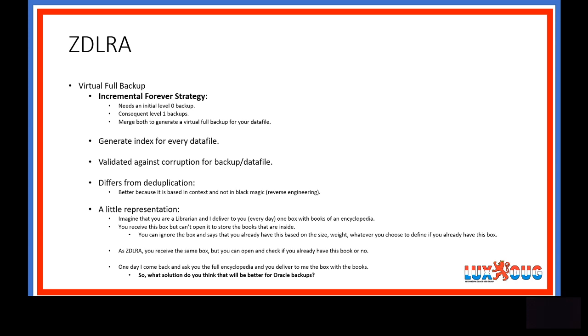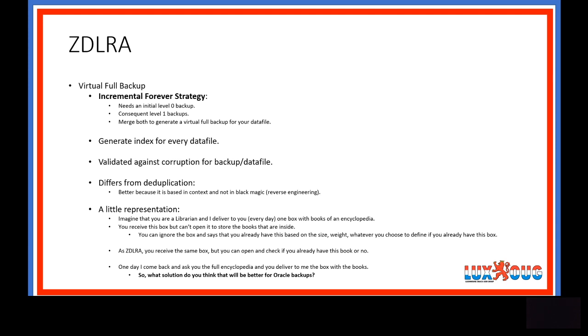So imagine that you work as a librarian, and I go every day to you and deliver a box with books inside of it. You receive this box, but you cannot open it. You don't know what's inside of this box, if it's books or if it's just paper. But what you can do, based on the size, the weight, whenever you choose, you can ignore it, say, okay, I already have this box in my library, so I don't need it anymore. But this is the normal deduplication that EMC does and other vendors execute. It does not open the box.